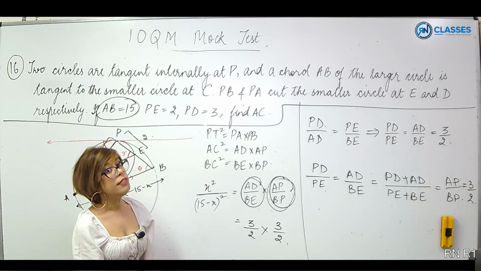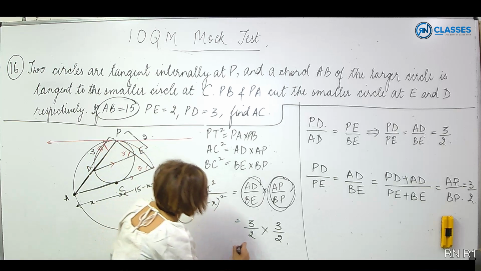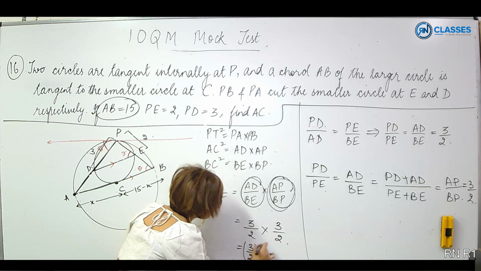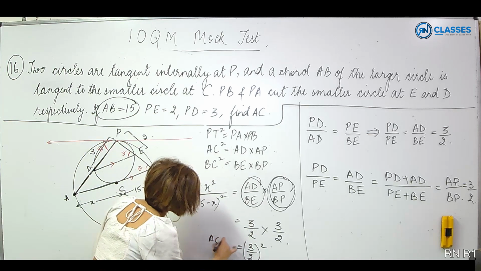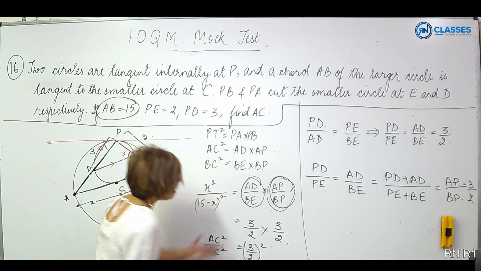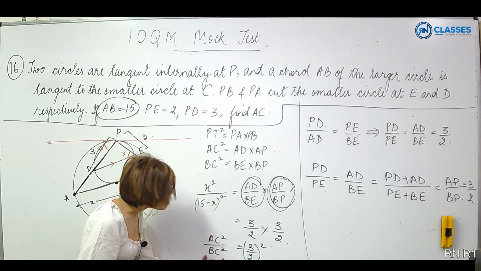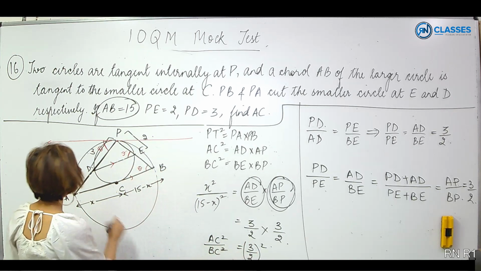I think our problem is solved. Why? Because the right hand side actually becomes (3/2) whole square. So I don't even need to write this, you can evaluate. So AC square by BC square is actually 9/4, that is (3/2) whole square. That means AC by BC turns out to be 3:2.